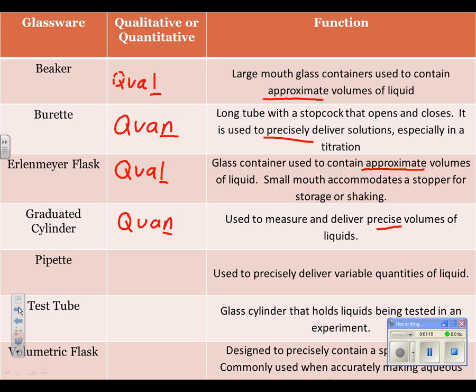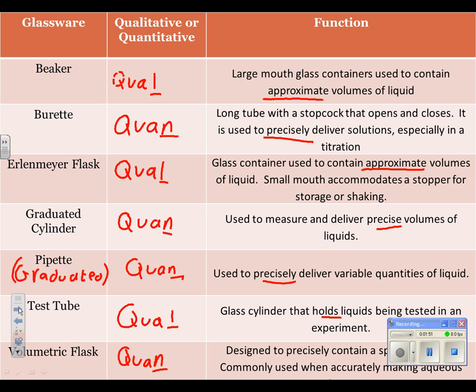quantitative. And then pipettes, we're going to assume this is a graduated pipette. Because it says precise, so that's also going to be quantitative. And then the test tube, remember this is a holding vessel, so that'll be qualitative. And then the volumetric flask is quantitative. So there's your quick review over qualitative and quantitative.